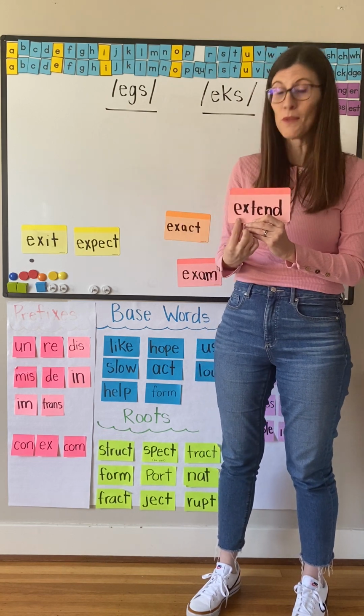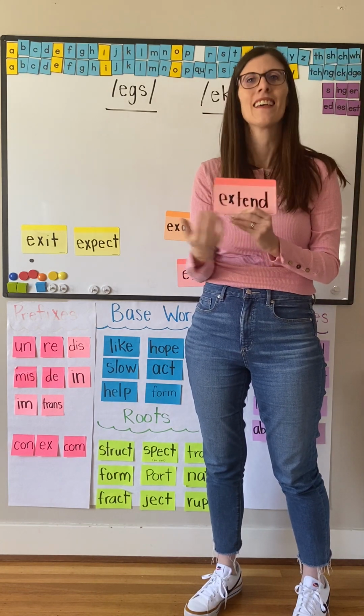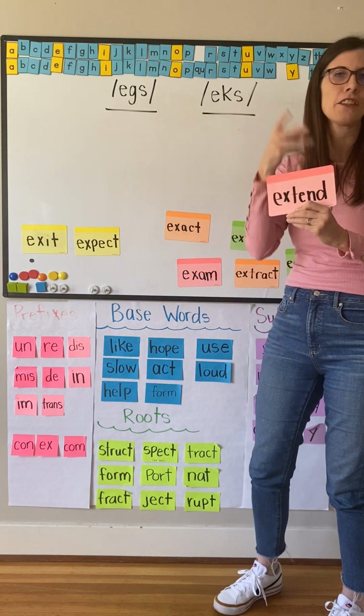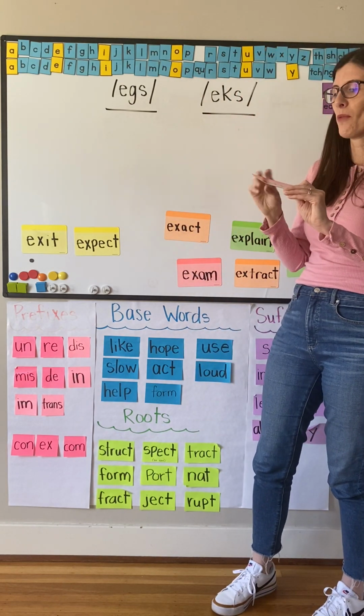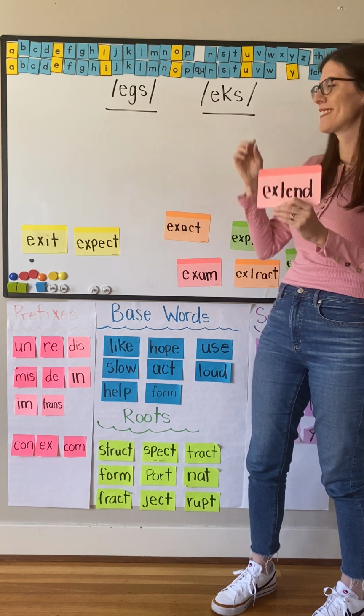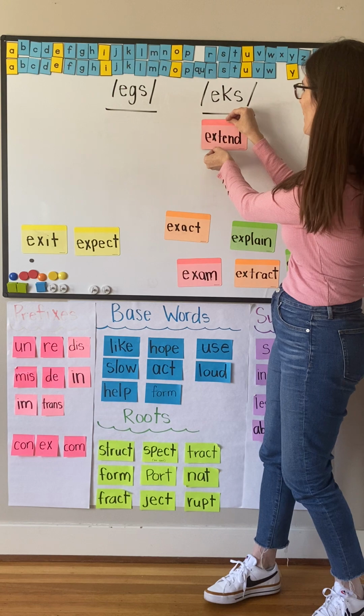So how most students would decode it would be with this sound. They'd say "extend." So the word is extend, and I would say it clearly and normally, and then I'd ask, okay, which sound do you hear? Do you hear "eggs" or "X" in extend? And they'd say "X," so we'd put it there.